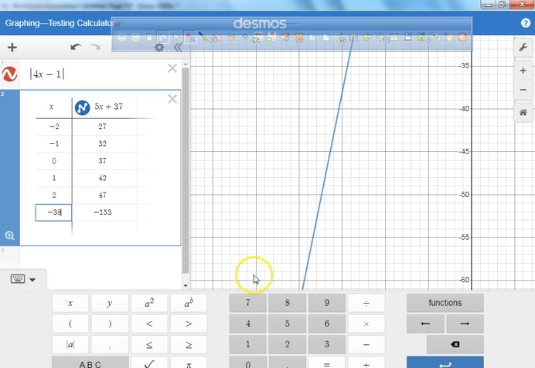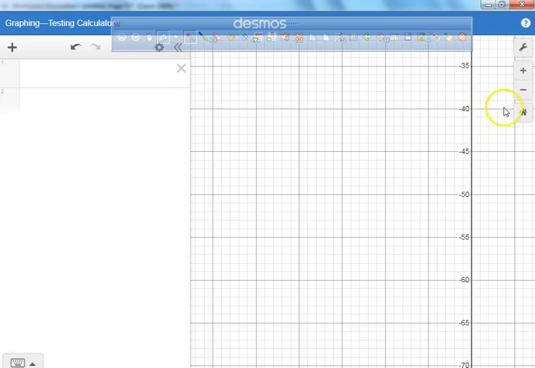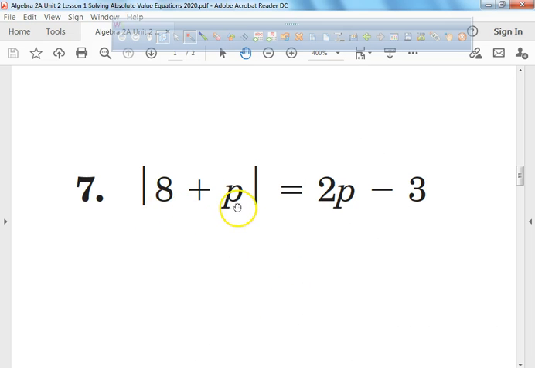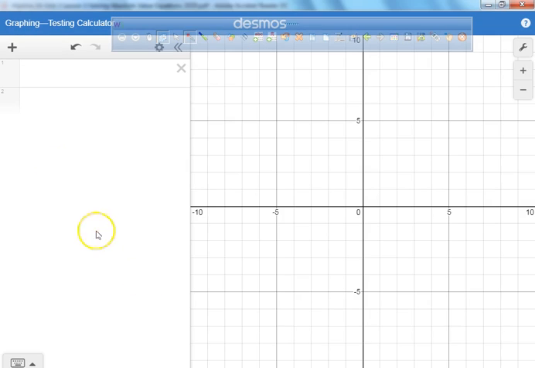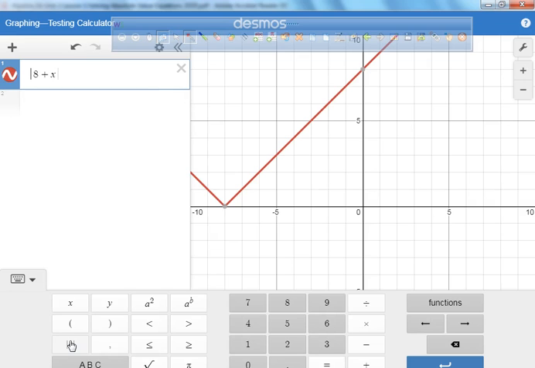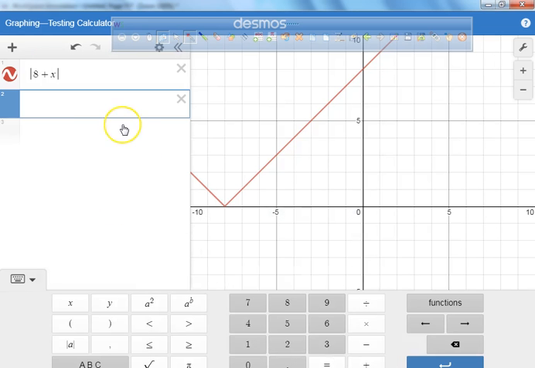Now, if you have Desmos, I want you to go to Desmos real quick. All right, we're going to show you kind of how cool Desmos is because it's awesome. And we're going to type, see where it says 8 plus p? We're going to take that, except we're going to change it. We're going to go here, hit the absolute value bars. We'll put 8, except we're going to put plus x, and we see the graph. Cool. And then instead of 2p minus 3, we're going to type in 2x minus 3.